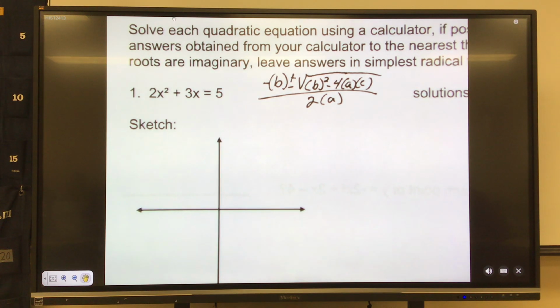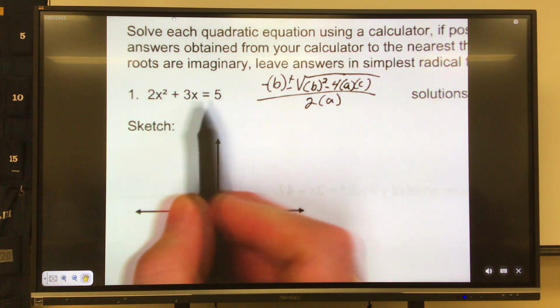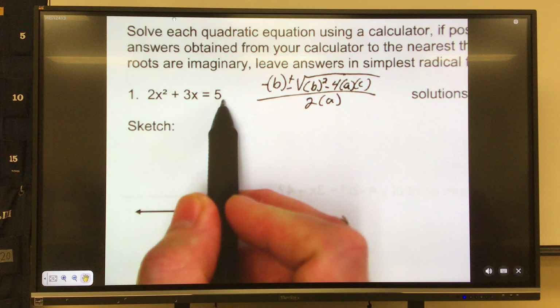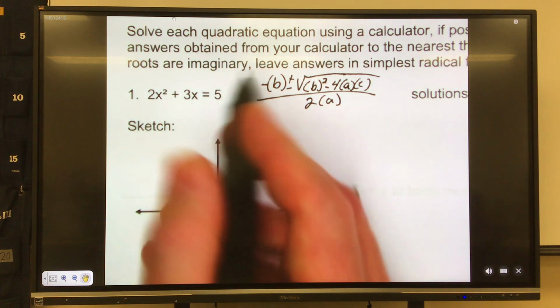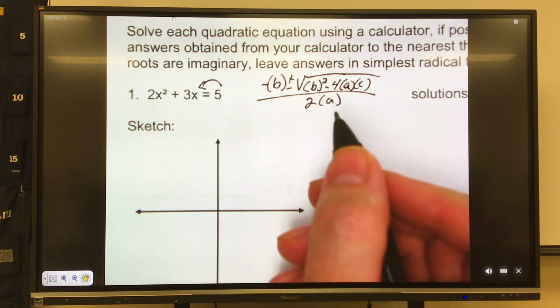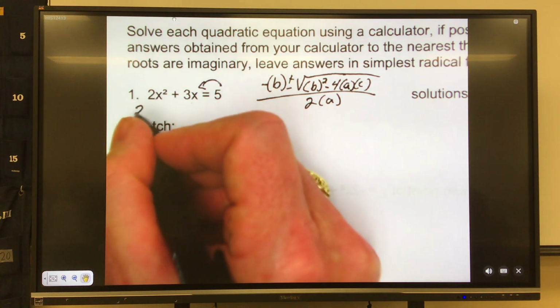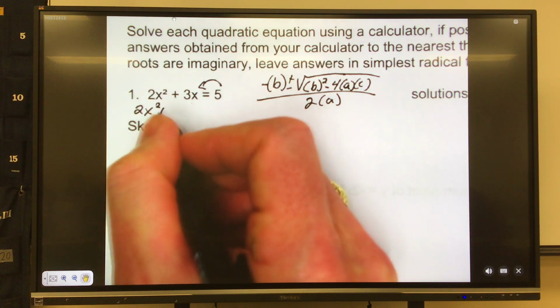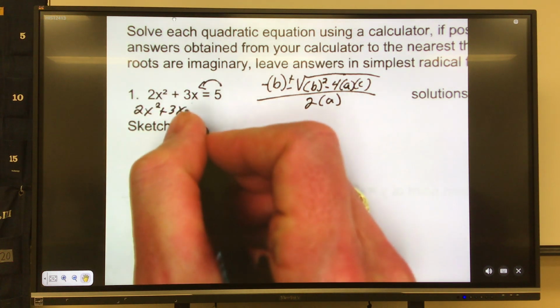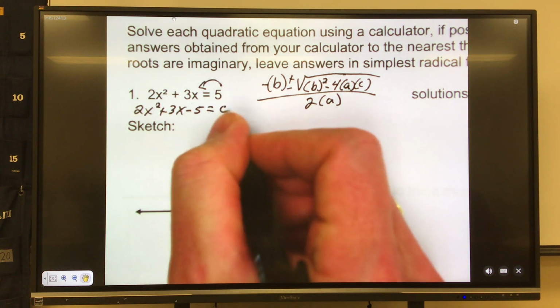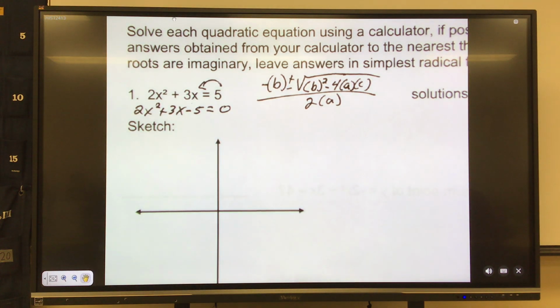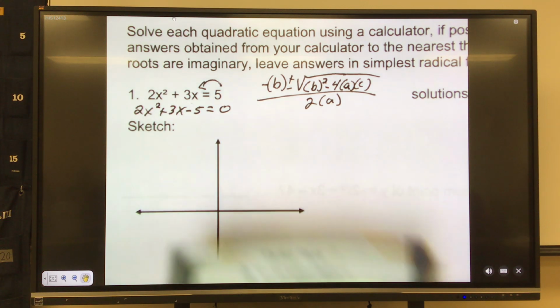In order to check, I have to have these in ABC order. So my x squared's first, then my x's, then my regular number has to come across so that it equals 0. So 2x squared plus 3x minus 5, because I brought it across, equals 0. We plug it into y equals in our calculator and look at the picture. If it crosses the x-axis, I just find the zeros. I don't have to do the quadratic formula.